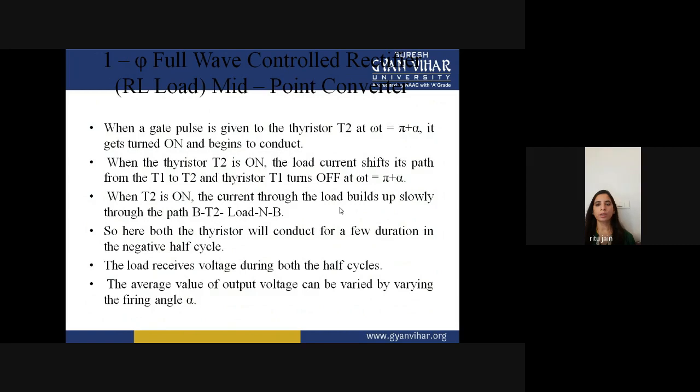When T2 is turned on, the current through the load builds up slowly and flows through the path B, T2, load and B. So here both thyristors conduct for a short duration in the negative half cycle. So the load receives voltage during both half cycles, and the average value of output voltage can be varied by varying the firing angle alpha.